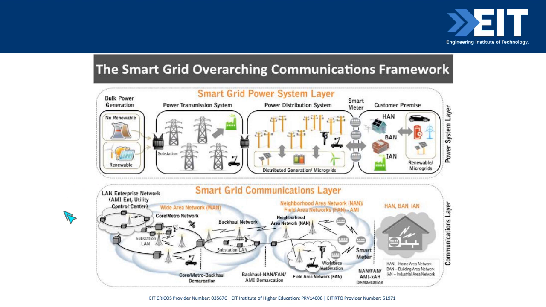Now a new layer has come in, the comm layer, where the LAN enterprise is there, the WAN is there, the NAN is there, the FAN is there, new types of AMIs are there. And again, the same thought of home area network, building area network, and industry area network. So this is the new layer. Look at this layer, it is as great as that layer.